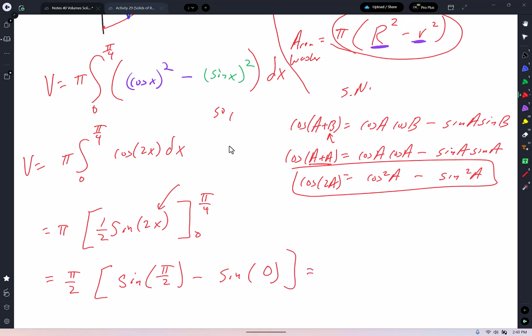A little bit of pre-calc, not extreme, baby pre-calc. Sine of pi over 2 is 1. Sine of 0 is 0. So you just get pi over 2.